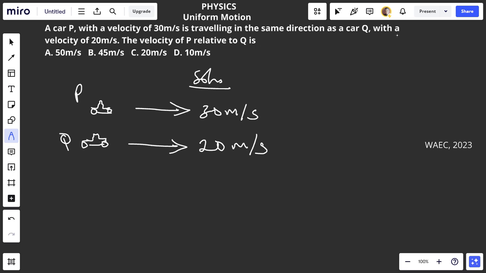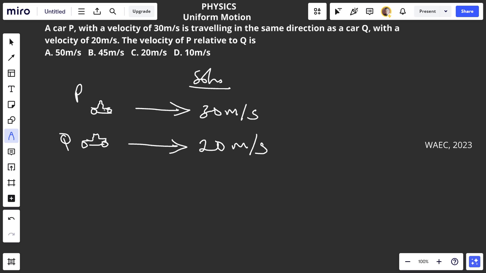So now the question says the velocity of P relative to Q. So we are comparing the velocity of P in relation to Q. Now what this question is trying to make us picture is someone who is in car Q. How will he see somebody who is in car P? Or how will somebody who is in car P see someone who is in car Q?